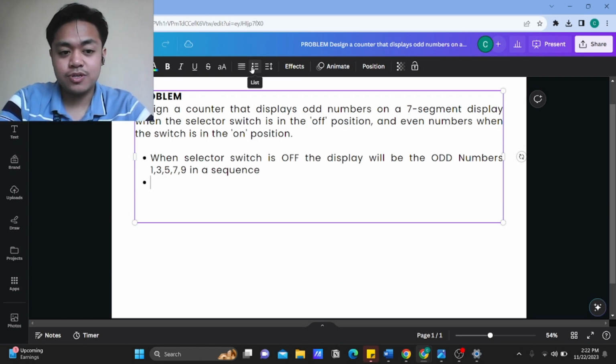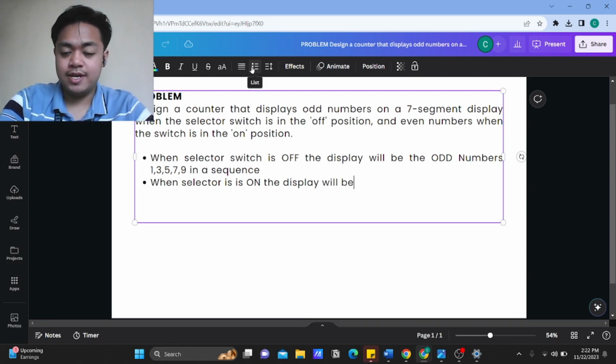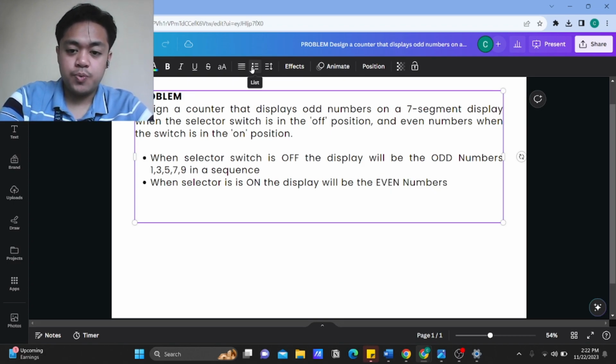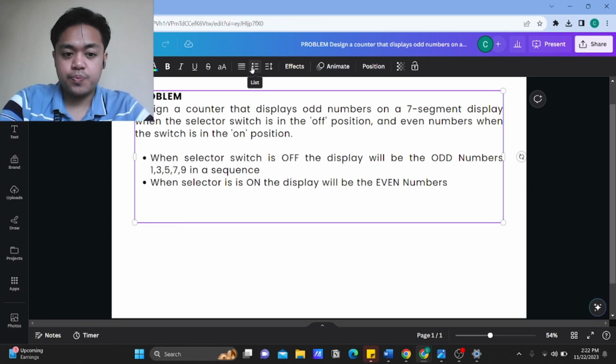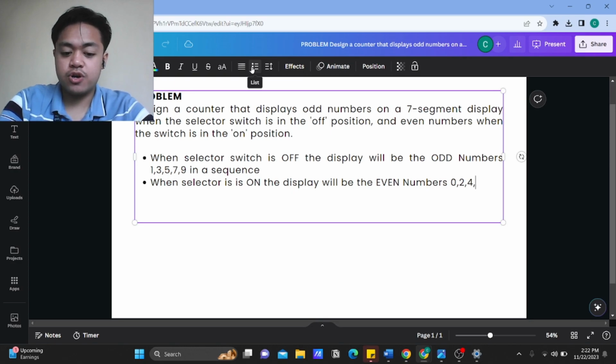Second analysis, when the selector is on, the display will be even numbers, which are 0, 2, 4, 6, 8, in a sequence.